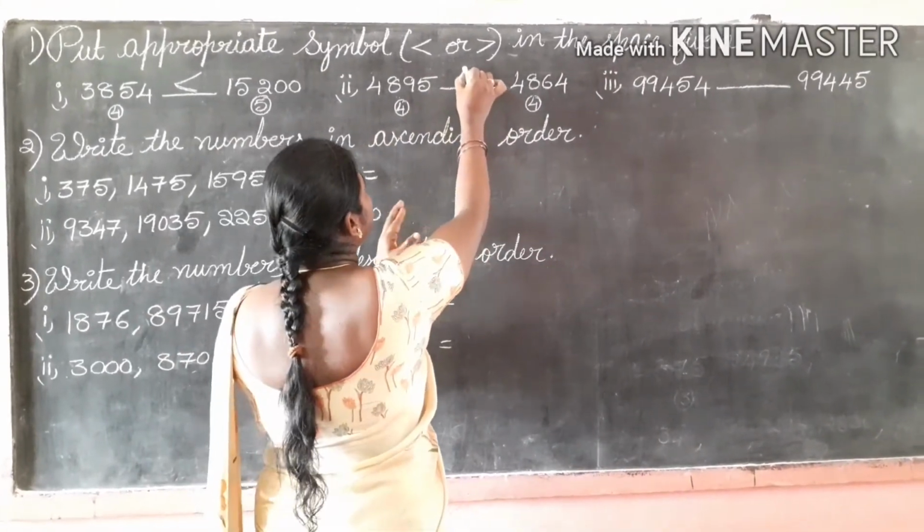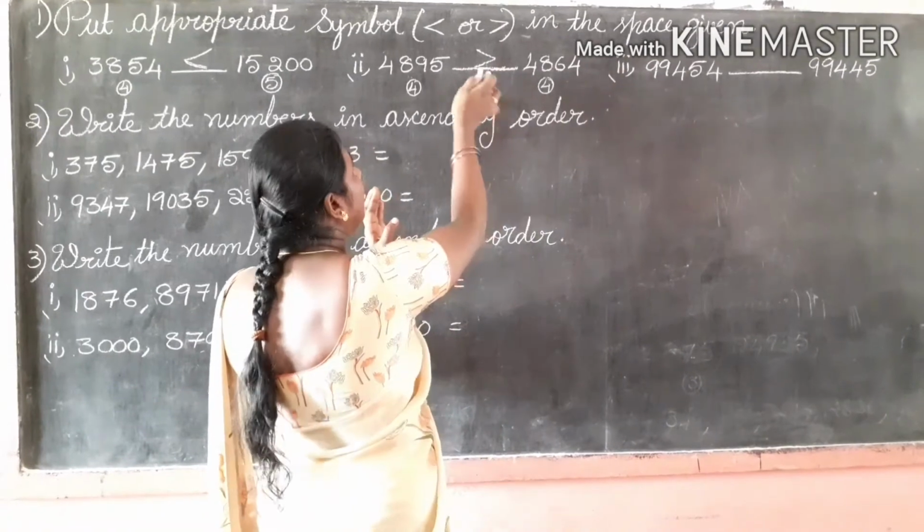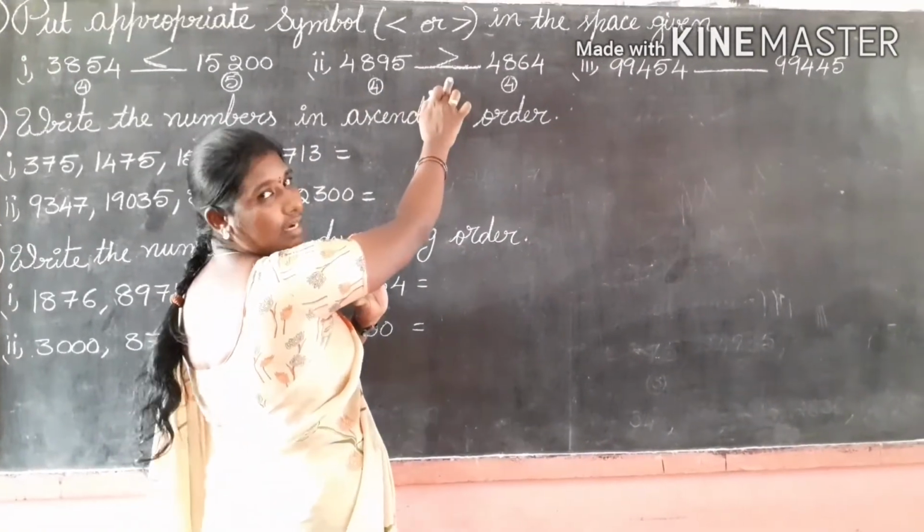Now we have to use the greater than symbol. This is the greater than symbol. That means this is the big number. We have to use the greater than symbol.